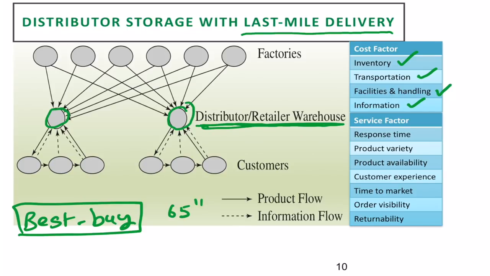If you look at service factors, response time could be quite quick. Sometimes deliveries could be made within a day or two if the products are available nearby. Product variety is likely to be larger compared to retail stores. Product availability also is going to be better compared to retail stores. Customer experience is going to be good, especially for big and bulky items that a customer is not able to carry home on their own. So they'll be happy if the delivery is made at home.